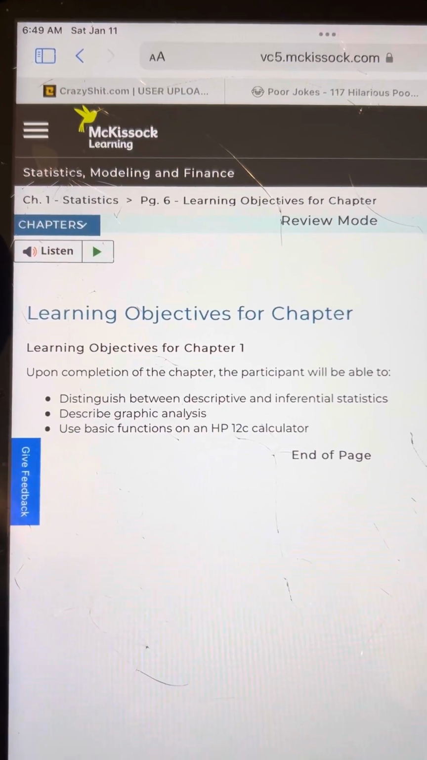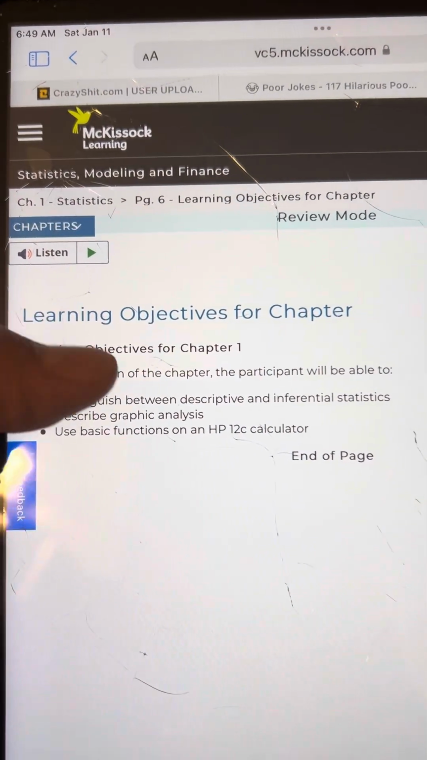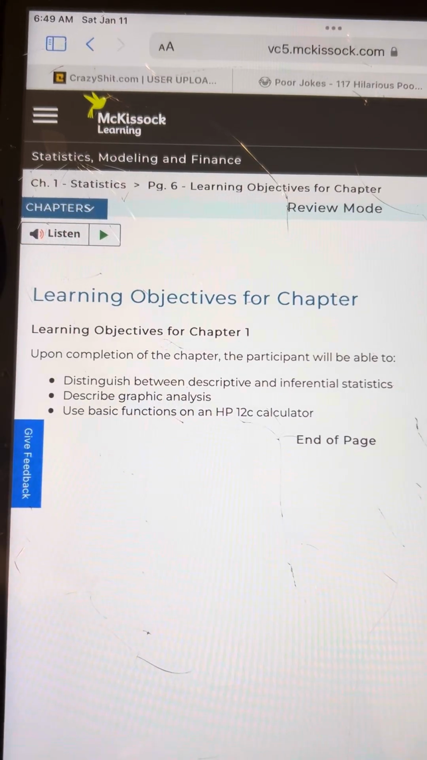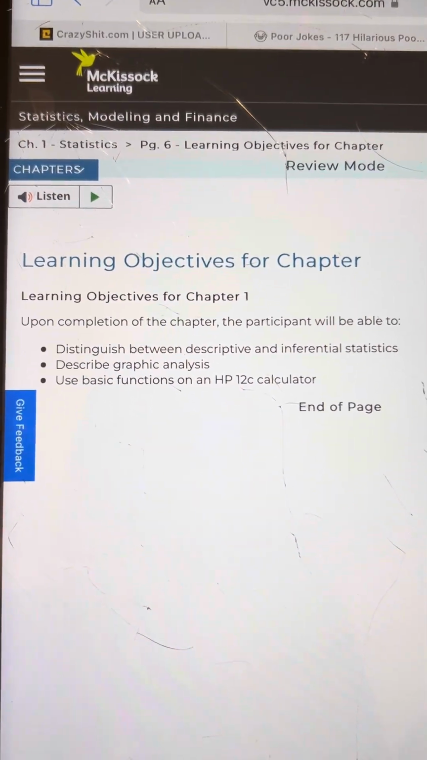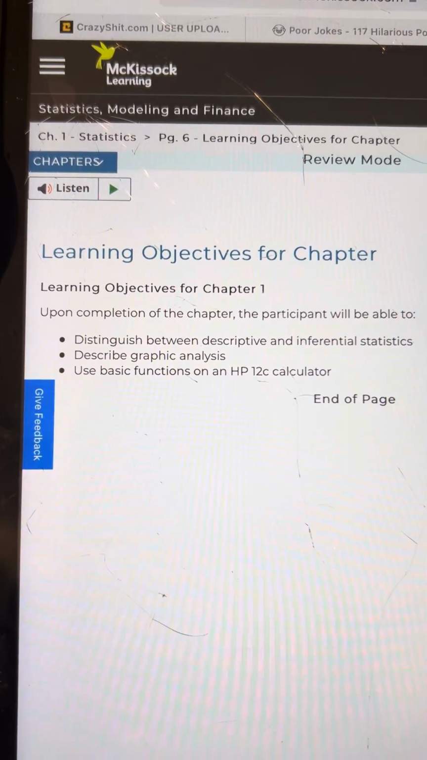Statistics Modeling in Finance, Chapter 1, Statistics, page 6. Learning objectives for the chapter. Learning objectives for Chapter 1.